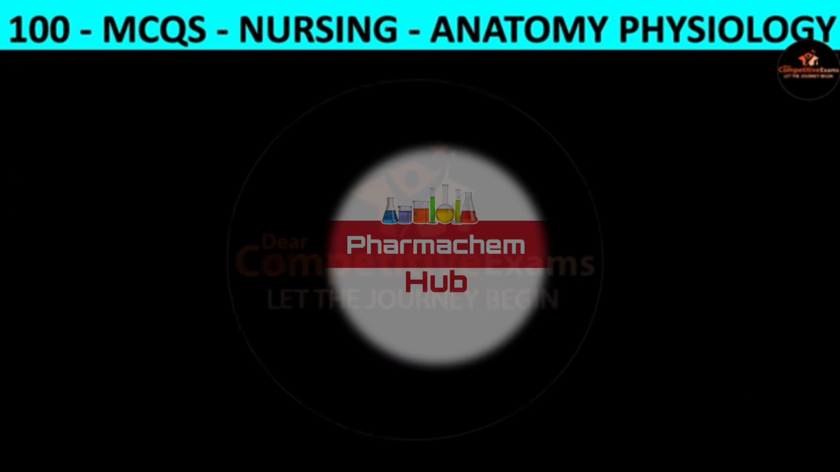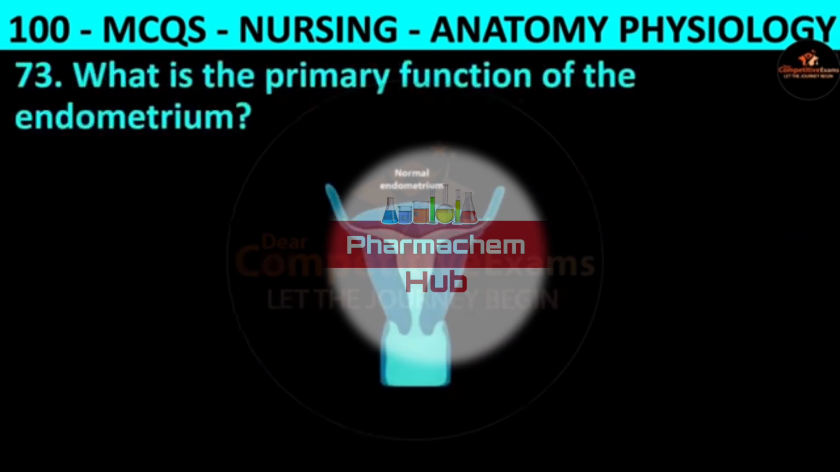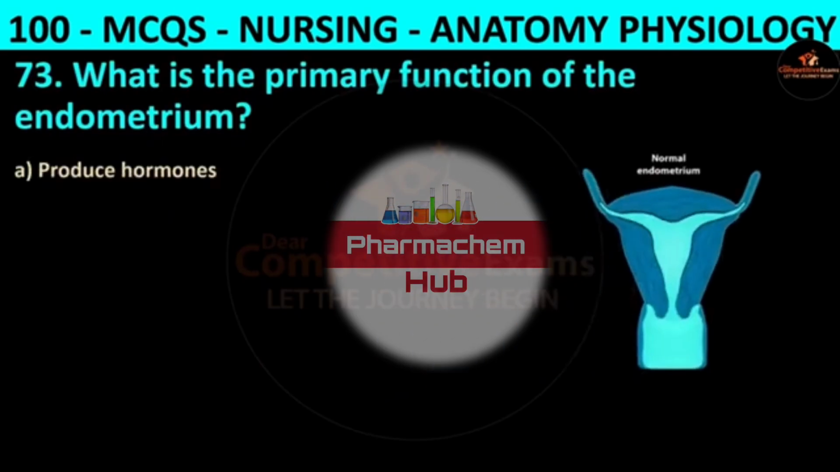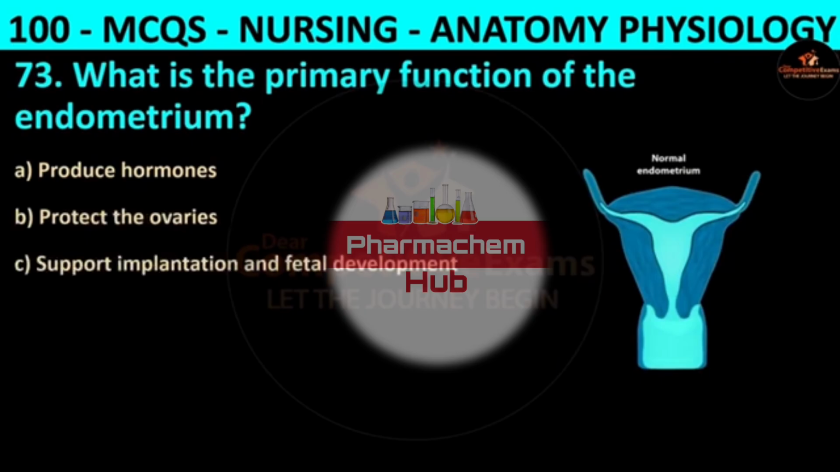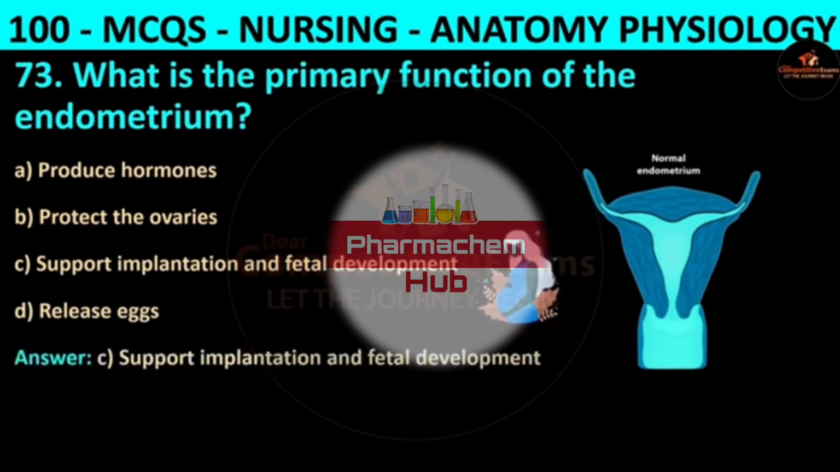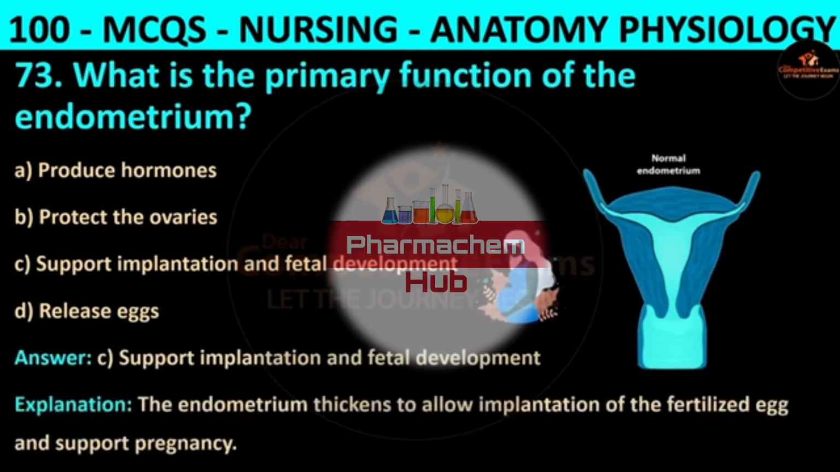Question number 73. What is the primary function of the endometrium? Your options are: produce hormones, protect the ovaries, support implantation and fetal development, or release egg. The correct answer is support implantation and fetal development. The endometrium thickens to allow implantation of the fertilized egg and support pregnancy.